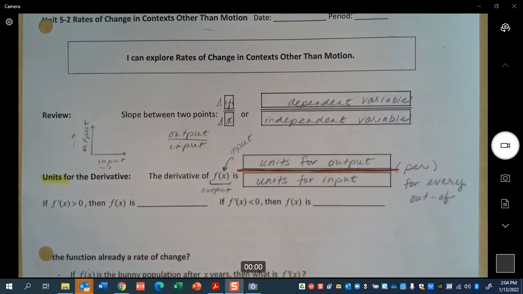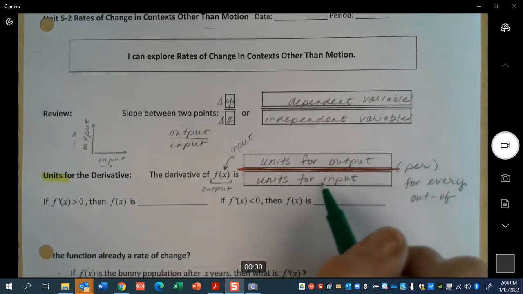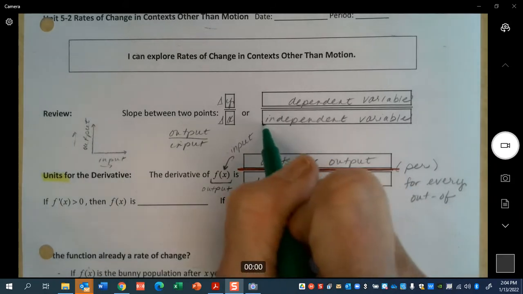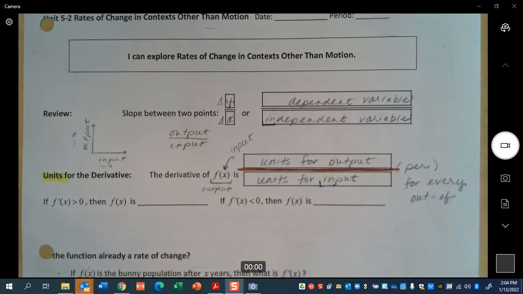or our independent variable. So when we teach this in Algebra 1, we make sure the kids understand that your input is your independent variable. And they like how that matches up. All right.